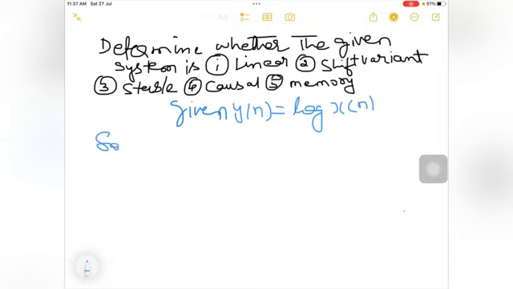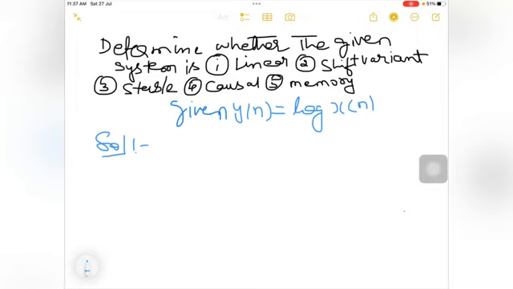Students, see the problem here. We know the properties of the system. There are 5 different properties. The first one is the linearity property, second is the time invariant property, third is stability, fourth is causality and fifth is memory. These are the general properties of the system.